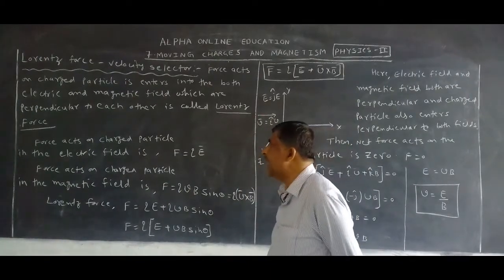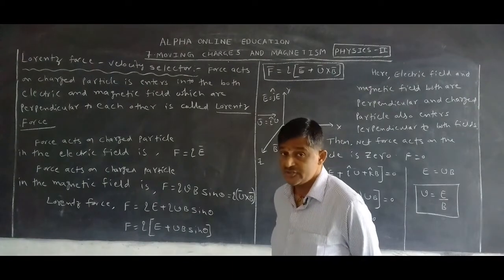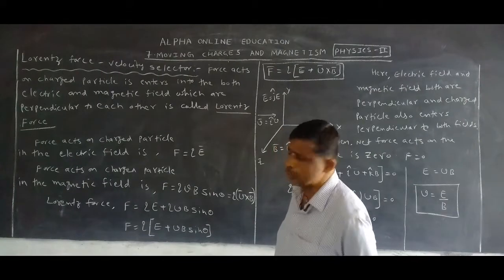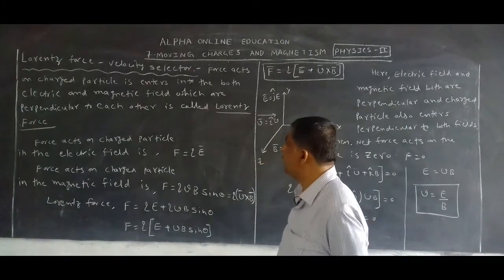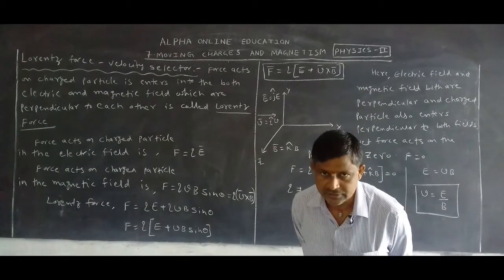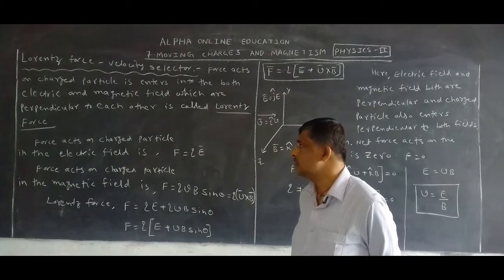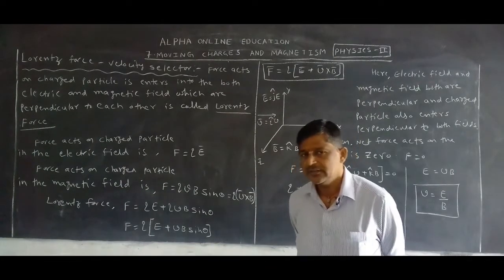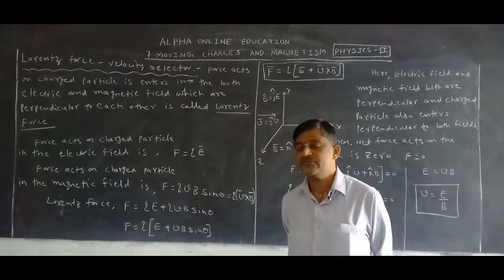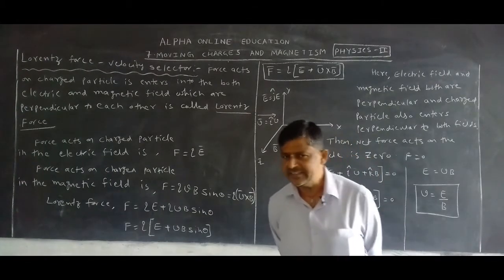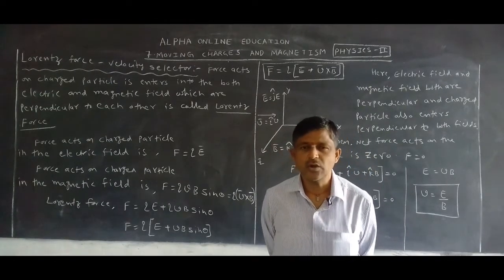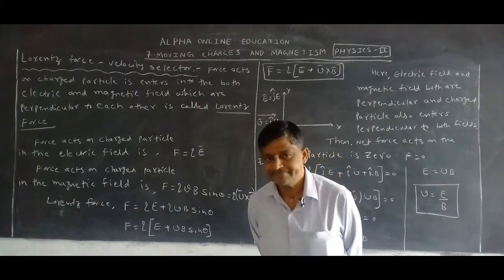The force acting on a charged particle that enters both electric and magnetic fields, which are perpendicular to each other, is called the Lorentz force. Means the electric field and magnetic field are both perpendicular. When the charged particle enters these fields, a force is experienced. That force is called the Lorentz force.